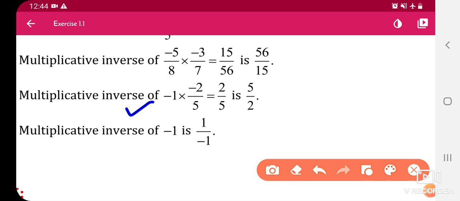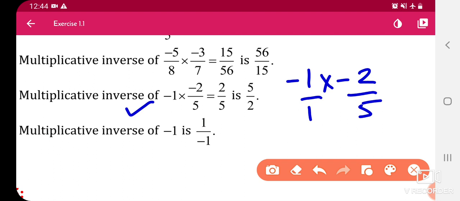Next is the multiplicative inverse of this. So this is minus 1 and this is minus 2 upon 5. Here there are no numbers, that means 1. Minus 1 and minus 2 is 2 upon 5, because minus and minus is plus. So the multiplicative inverse of 2 upon 5 is 5 upon 2.